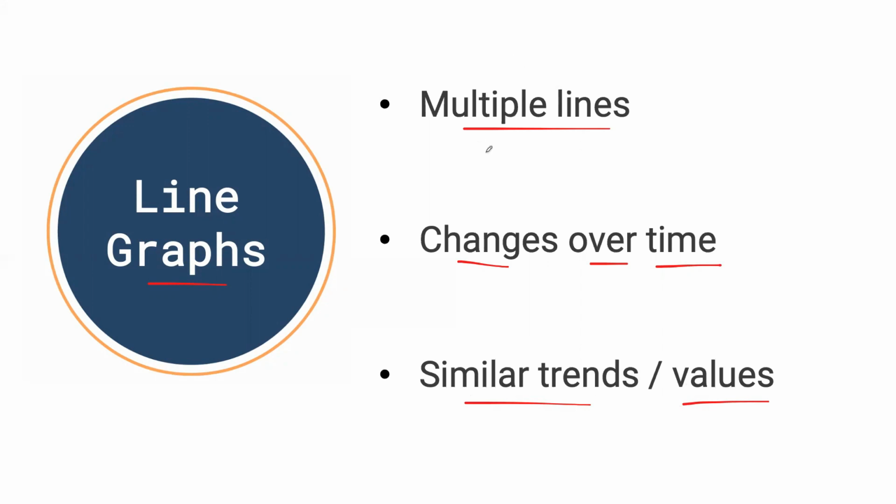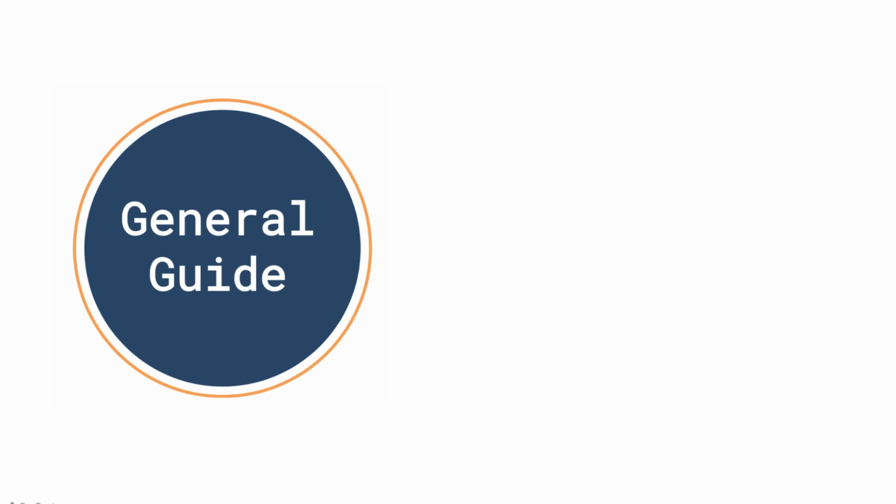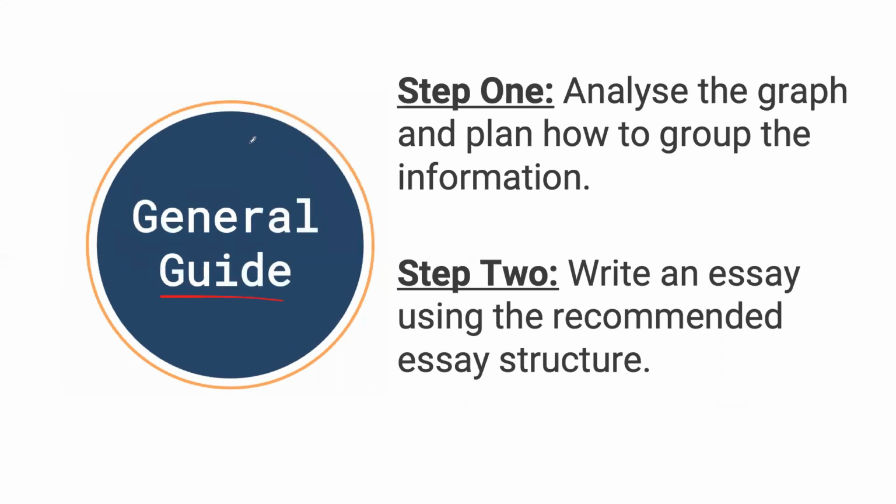Now, with multiple lines, you could see on a simple level just about 2 to 3 lines, or you could see groupings of lines. And our 2 examples today will show those 2 different scenarios. So here is a general guide that you should be using when answering this line graph question and writing your essay. Now, it has 2 steps, but we'll go into detail on how to expand these steps.